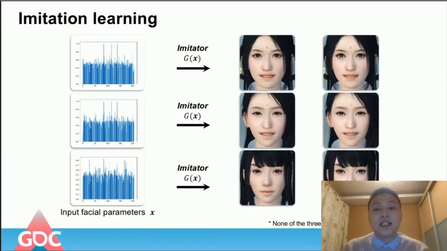Here are some pairs rendered by the imitator and the game engine with the same facial parameters. Can you guess which column is the ground truth? Let me reveal the answer. The right one is the ground truth. Indeed, it's quite difficult to tell the differences, and this means that we can imitate the game engine very well and replace it, even if the training data is generated randomly.